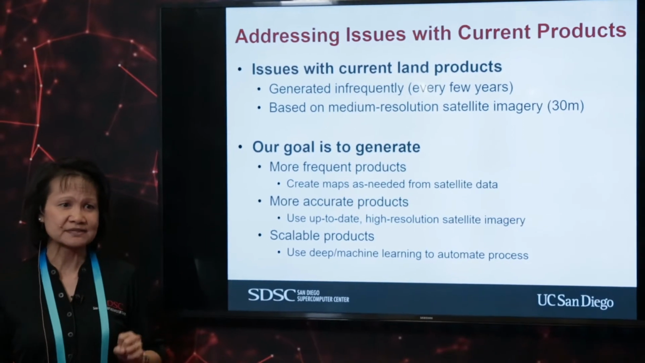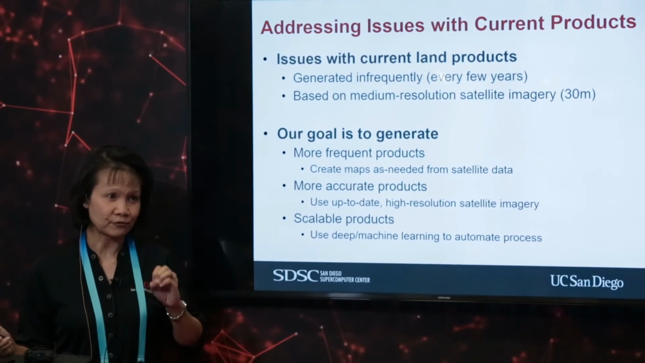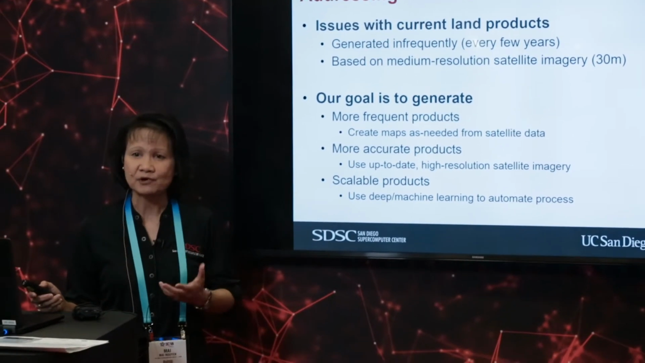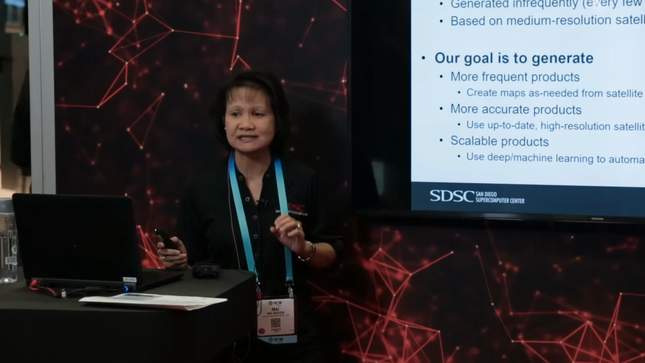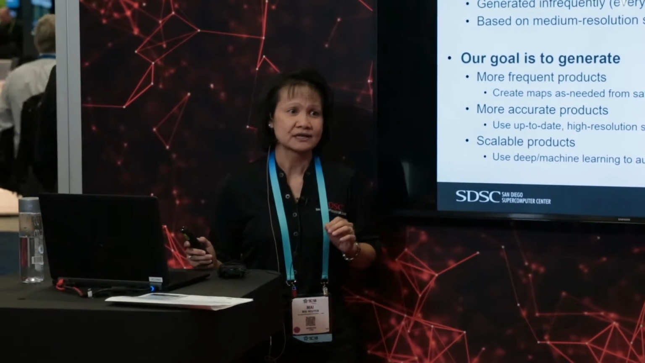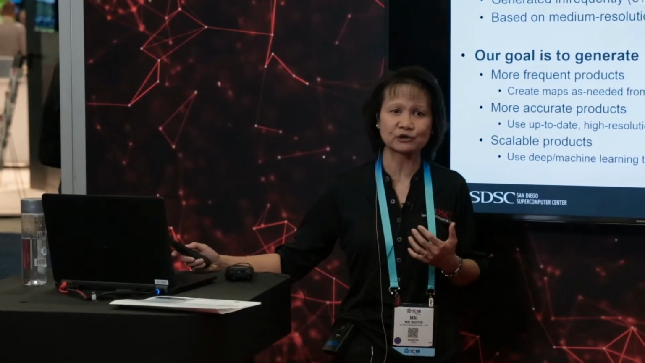Now, land cover maps and other land data products for the United States are available. The problem is that they're generated very infrequently, every 2 or more years. And they're also based on medium resolution satellite imagery. So the spatial and temporal resolution of existing land data products do not necessarily meet the needs for a lot of applications.